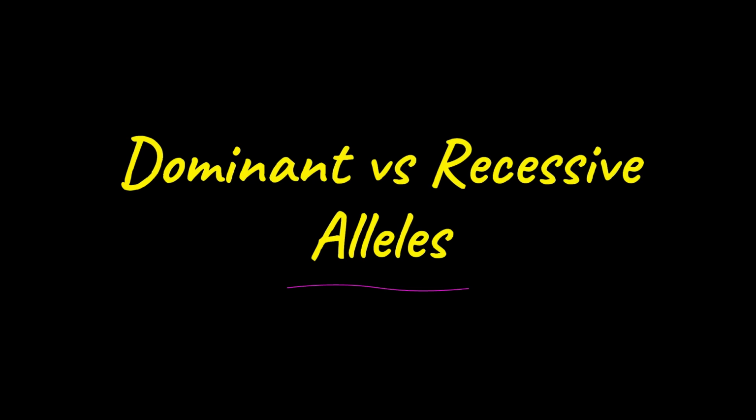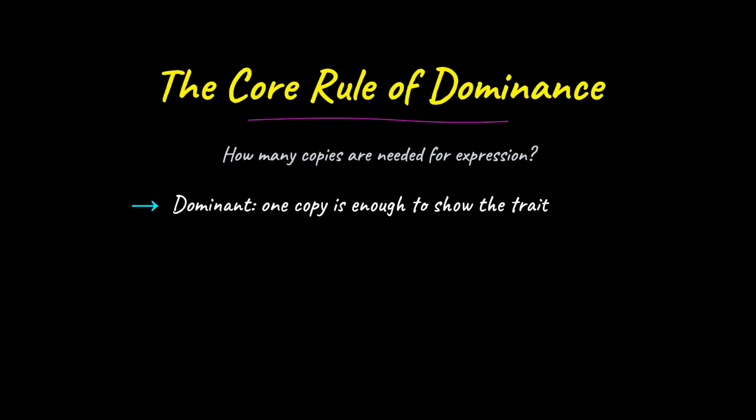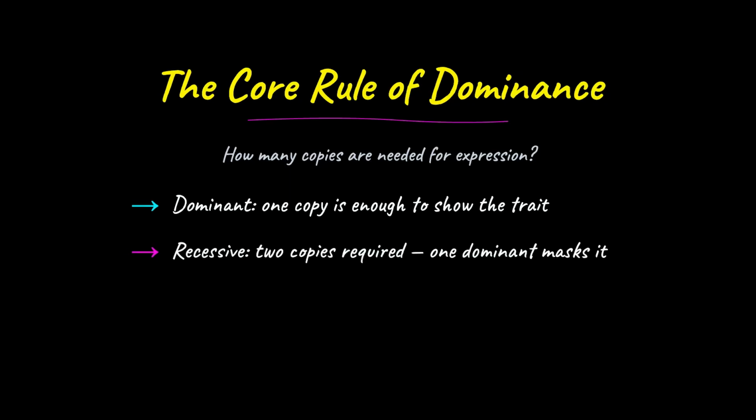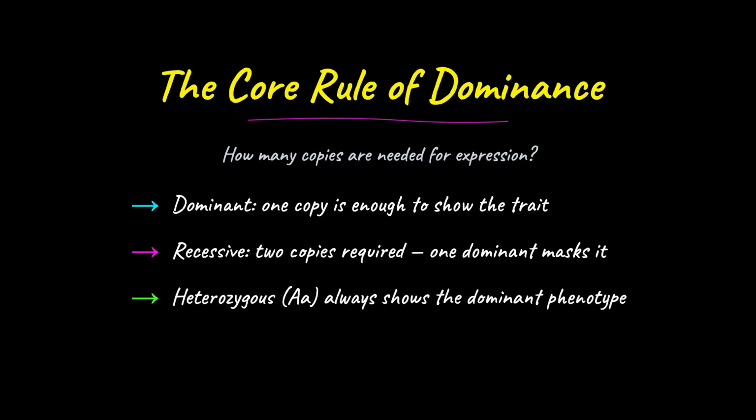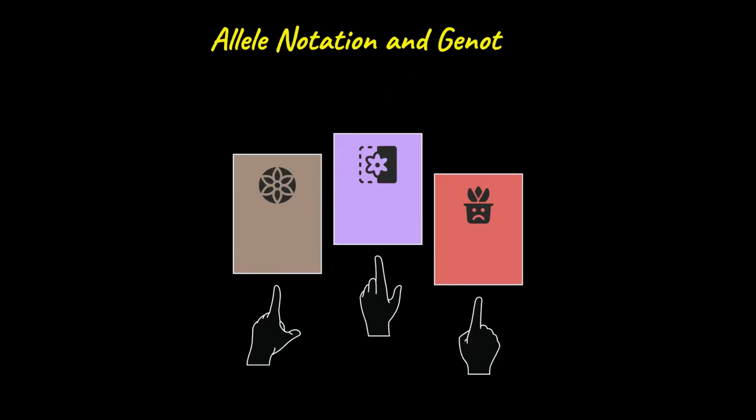The key principle in Mendelian genetics is that alleles differ in how many copies are needed before a trait appears in the phenotype. A dominant allele needs just 1 copy to produce the trait, while a recessive allele is masked whenever a dominant partner is present. Only when both alleles are recessive does the recessive phenotype finally emerge.